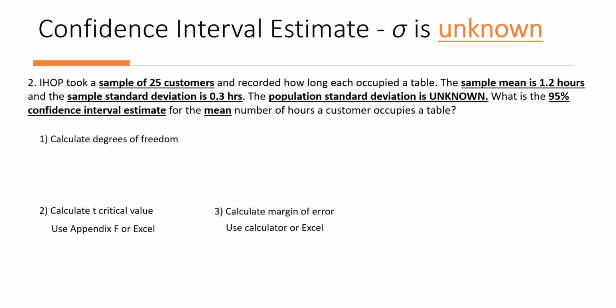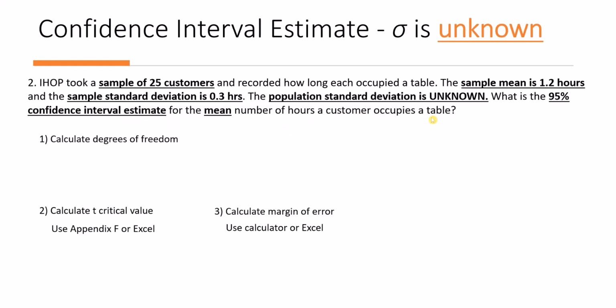Question number 2, IHOP took a sample of 25 customers and recorded how long each occupied a table. The sample mean is 1.2 hours, and the sample standard deviation is 0.3 hours. In this case, the population standard deviation is unknown. What is the 95% confidence interval estimate for the mean number of hours a customer occupies a table?